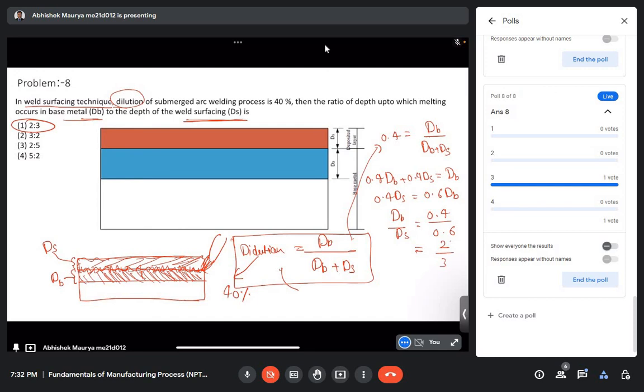Sir, can I know about you a little bit? What are you doing there? Yes, I am a PhD scholar at IIT Madras. Okay, sir.